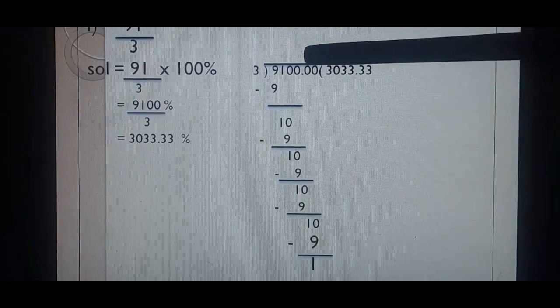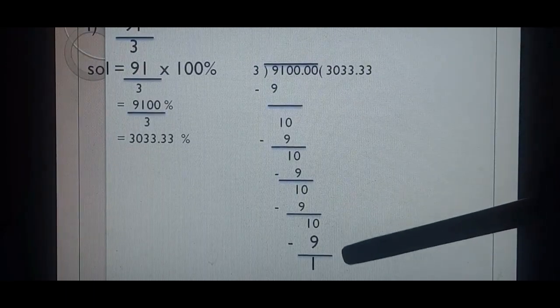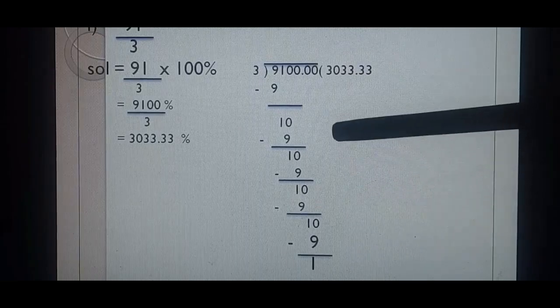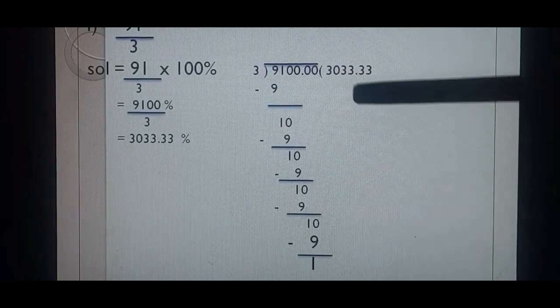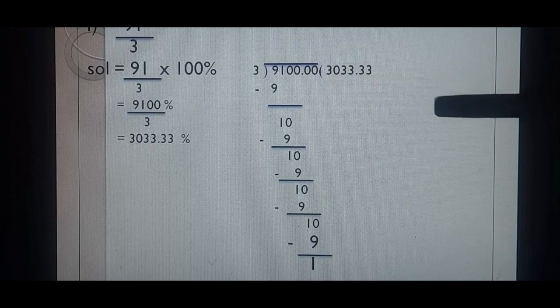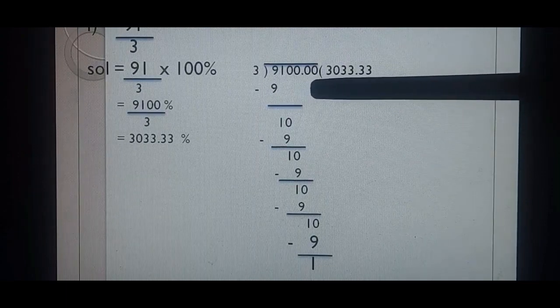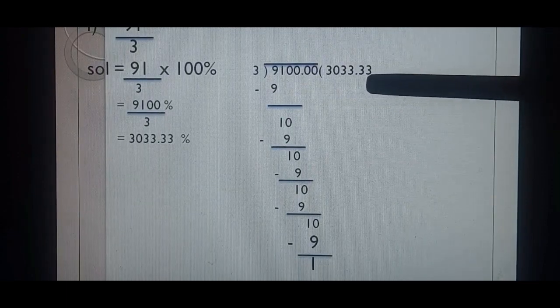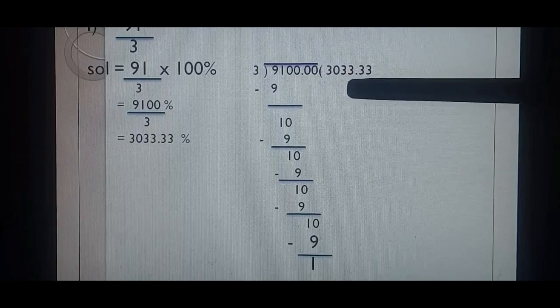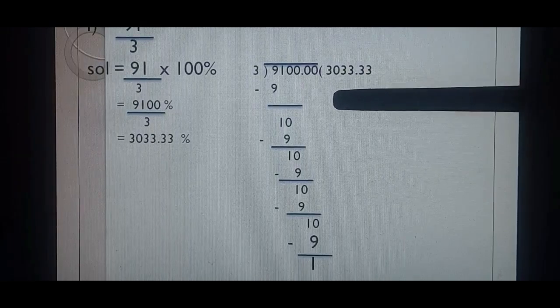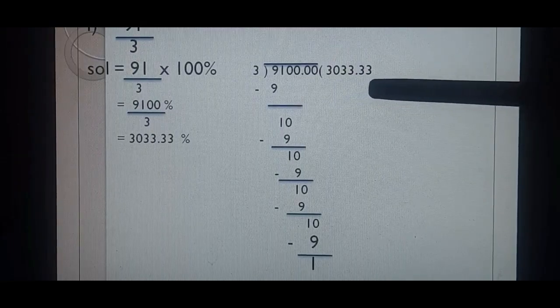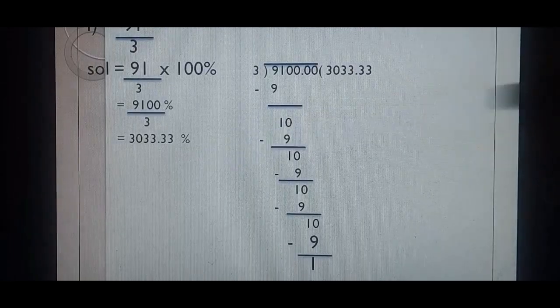Now we have taken 2 digits after the decimal. It is a recurring number. In each step we are getting remainder 1. So we will stop after 2 places of decimal. Here after the decimal we are getting 2 digits. So start from here, ones, tens, and then put the decimal. We will get our answer 3033.33%. Understood?